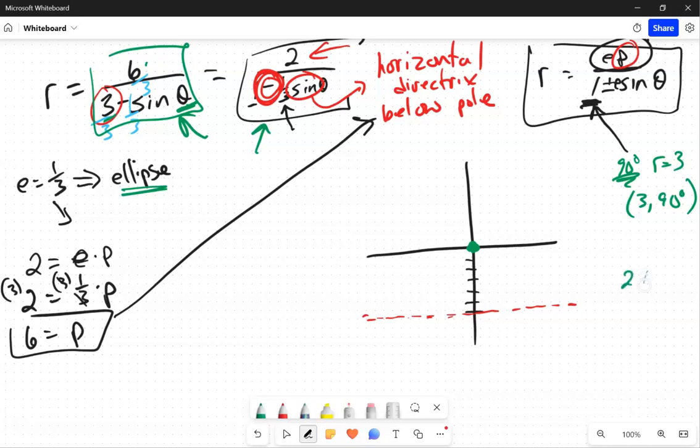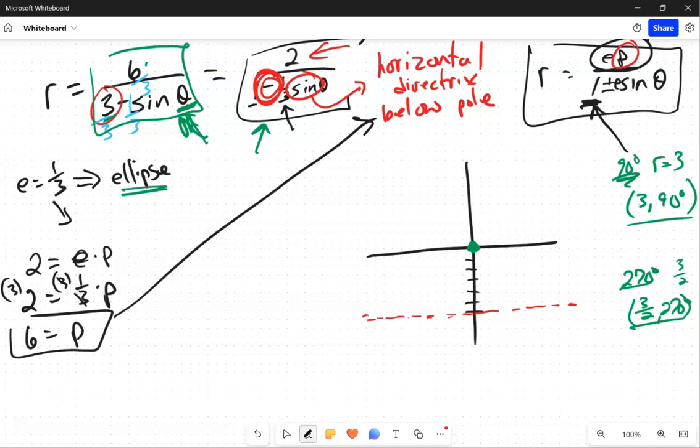Then for 270 degrees, again I plug it in up here for theta. Sine of 270 is -1, so 3 minus -1 is 3 plus 1, which is 4. 6 divided by 4 reduces to 3 over 2. So I have a polar coordinate of (3/2, 270 degrees). All right, I think that's accurate. So these are my 2 coordinates of my vertices in polar form.